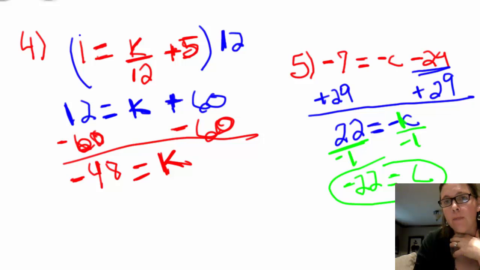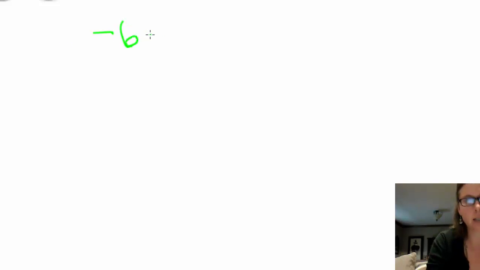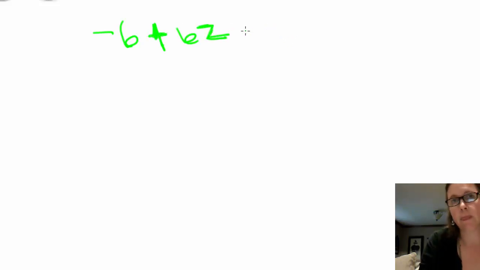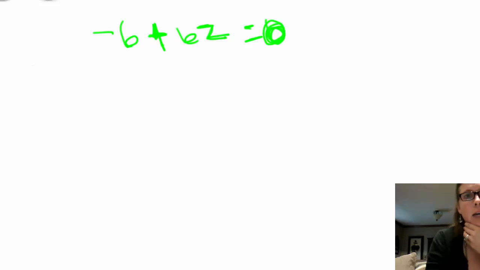All right, we got one more. Negative 6 plus 6z equals 0. Don't let that 0 fool you. Plus 0. Okay, so again, we want z all by itself.